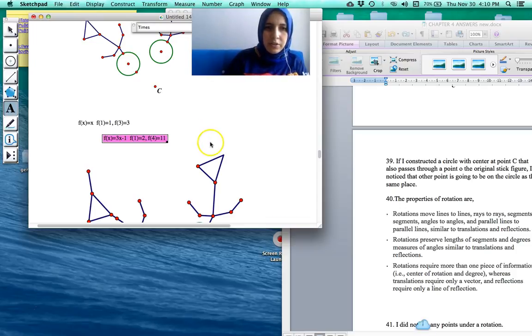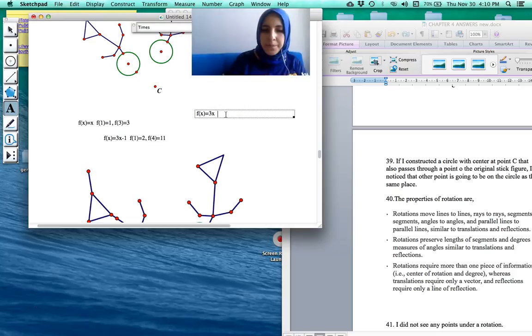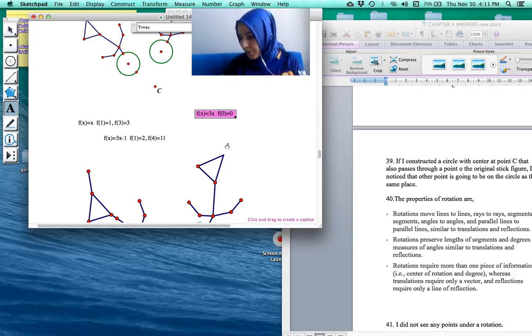In addition, if I say that the function is f(x) equals 3x, it's a function that has just one fixed point, such as f(0) equals 0. Yes, it has just one fixed point. Question 33. Under a reflection, are there any fixed points?